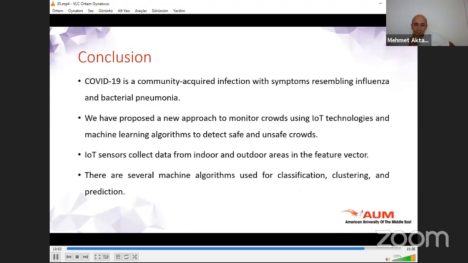Here we conclude COVID-19 is a community-acquired infection, with symptoms resembling influenza and bacterial pneumonia. In this situation, we proposed a new approach to monitor crowds using IoT technologies and machine learning algorithms to detect safe and unsafe crowds or places. We use IoT sensors to collect data from indoor and outdoor areas in the feature vector. And we apply different machine learning algorithms for classification, clustering, and prediction of the result.